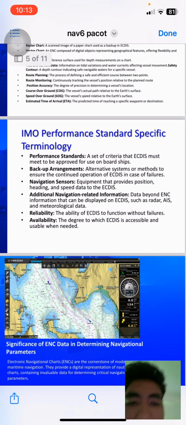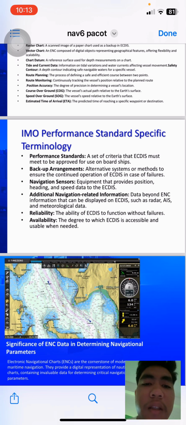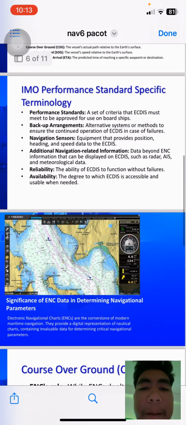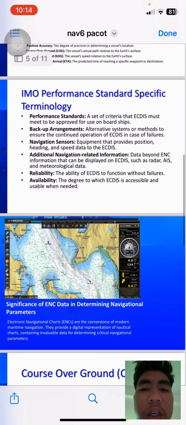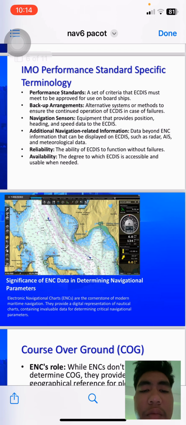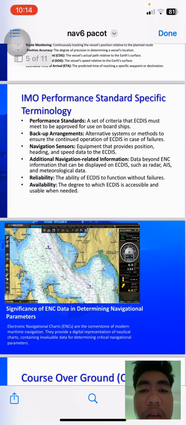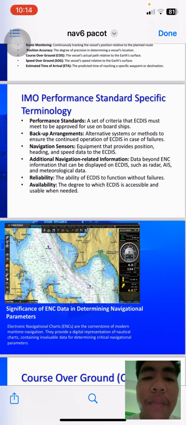As per IMO performance standards specific terminology, by the use of the ECDIS, we have several standards that will apply in our instrument. In determining ECDIS, that will signify how we use ECDIS as applied to IMO performance standards. Firstly, we have performance standards, a set of criteria that ECDIS must meet to be approved for use on board ships.